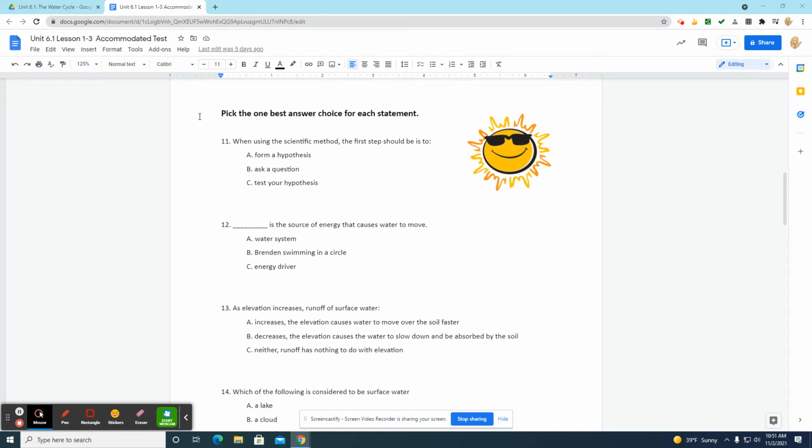For the multiple choice, pick one best answer choice for each statement. So there is only one answer per statement. Number 11. When using the scientific method, the first step is to form a hypothesis, ask a question, or test your hypothesis. What is the first step in the scientific method?